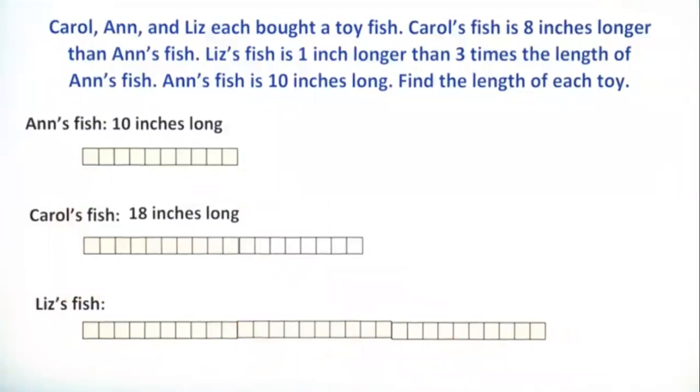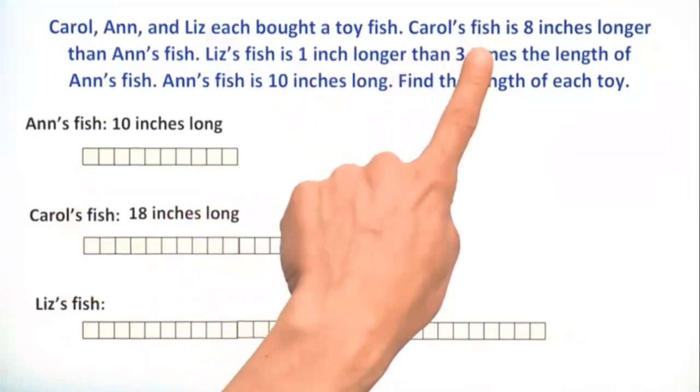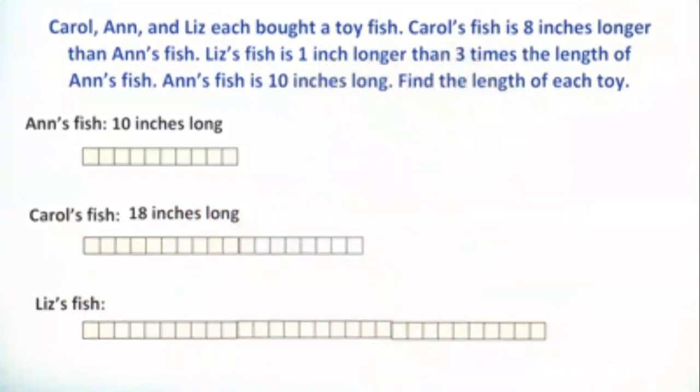So 30 inches. So is the answer 30 inches? No, because there was one extra little fact we forgot to throw in. Liz's fish is 1 inch longer than 3 times. So again, longer than means plus. We have to now throw in just 1 inch. That's just 1 square. So we throw in 1 lone square.